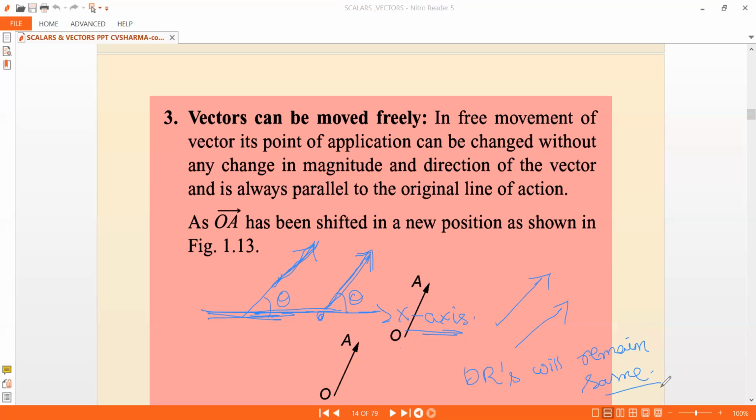So the direction ratios will remain the same if you have the parallel. Even if you slide the vector, or translate the vector, this is called translation of the vector, without change in the direction. That's what you have to keep in mind. Without change in the direction.